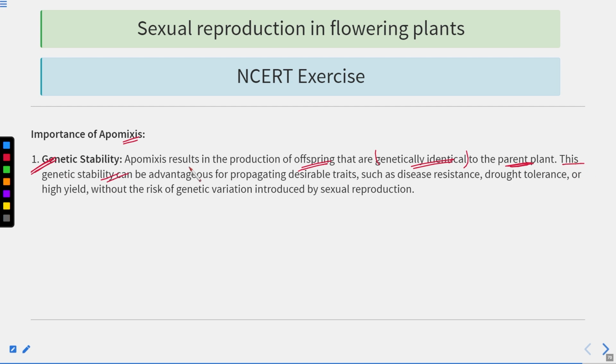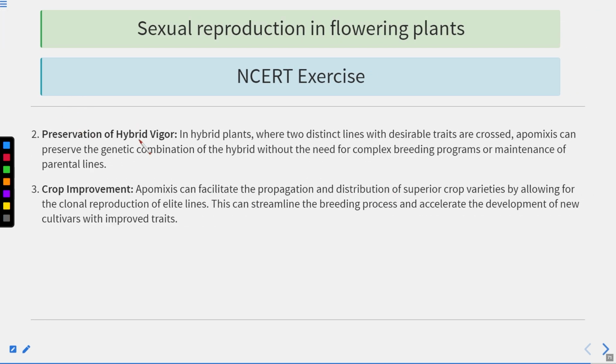Now, this genetic stability can be advantageous for propagating desirable traits such as disease resistance, drought tolerance, or high yield. So these characters will be maintained in the hybrid, without the risk of genetic variation introduced by sexual reproduction. Next is preservation of hybrid vigor. In hybrid plants where two distinct lines with desirable traits are crossed, apomixis can prevent the genetic recombination of the hybrid without the need of complex breeding programs or maintenance of the parental lines. So hybrid vigor is maintained.